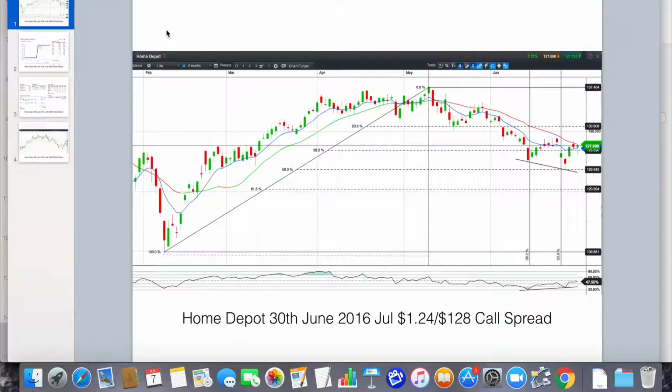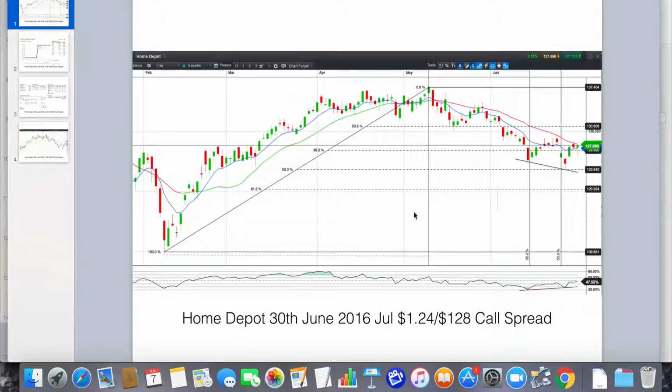So this is my trading register here, and I put in a screenshot on the 30th of June 2016 because I wanted to put on a July 124 128 call spread. And that was because looking at this longer term chart here, we came up, made a high, stock came right down here to 50% retracement. And looking at the trend, we had a lower low here than here, but on the RSI we had a higher low here. And that said to me, based on price and RSI, that this stock was going to rally.